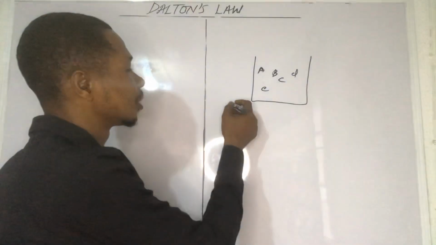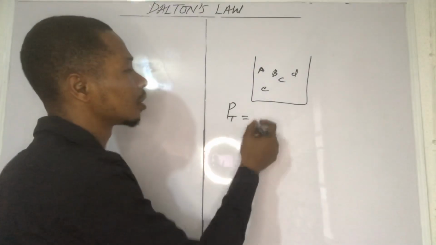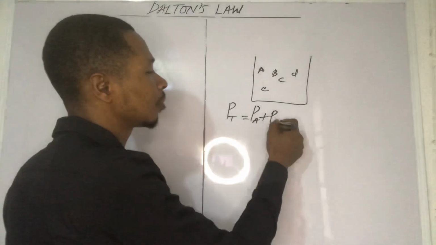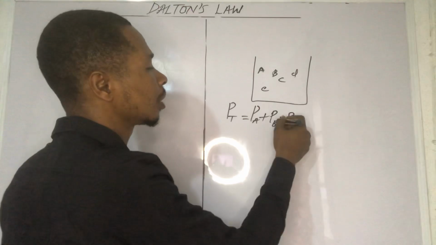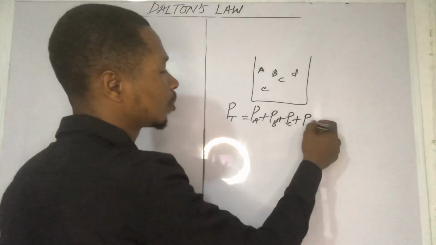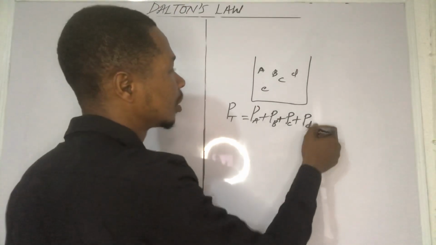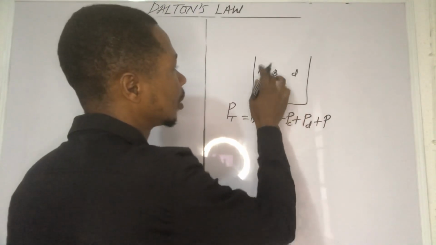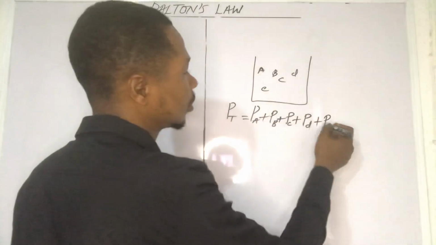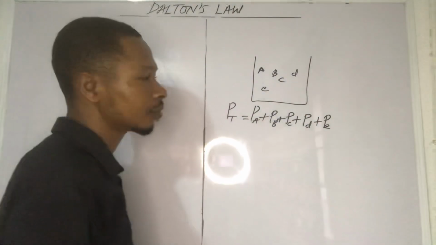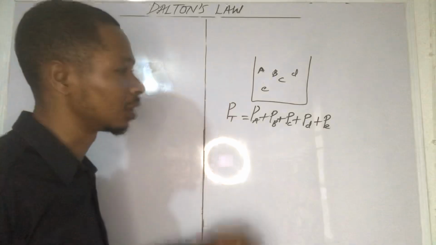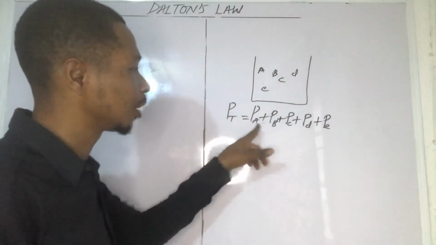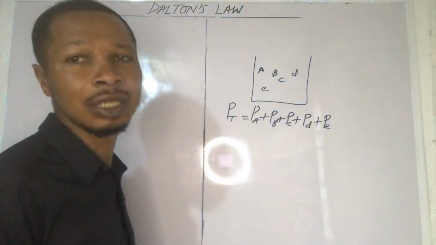That is, P total will be equal to partial pressure of A plus partial pressure of B plus partial pressure of C plus partial pressure of D, plus partial pressure of E. That's what the law says. The total pressure in this container will be the sum of the partial pressures of the constituent gases.